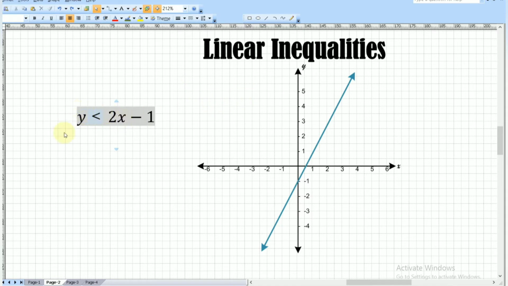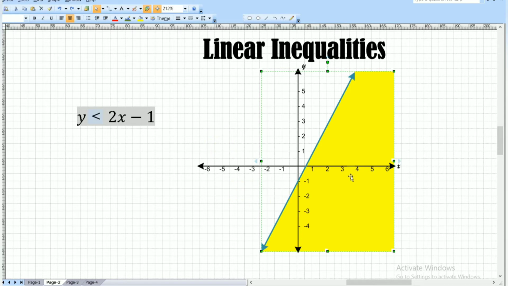Since this perspective is from the y, less than means the area below the straight line will satisfy this inequality. So let's shade it below. If this is the straight line, let's be careful in defining below and above. The above area will be this part and the below area will be this part. So I shaded the yellow one.